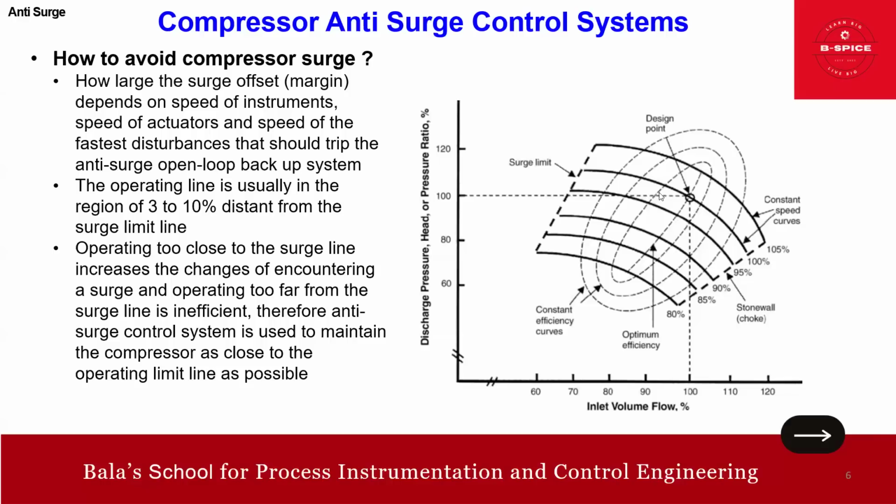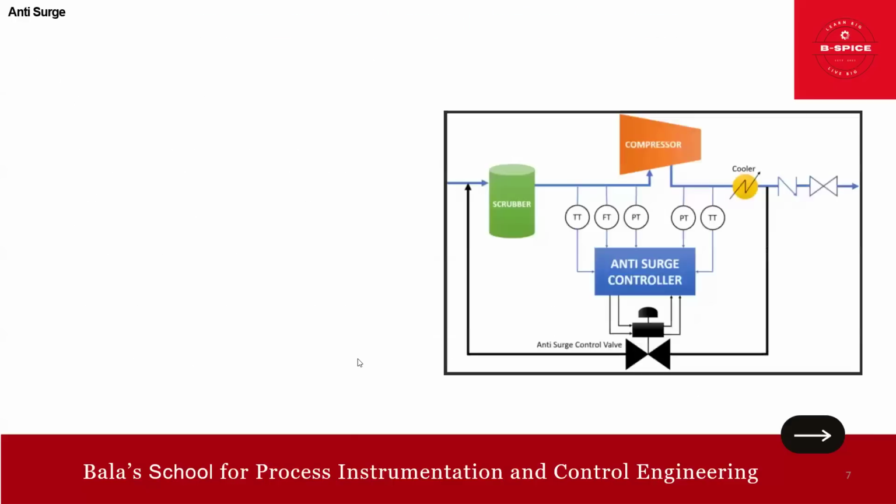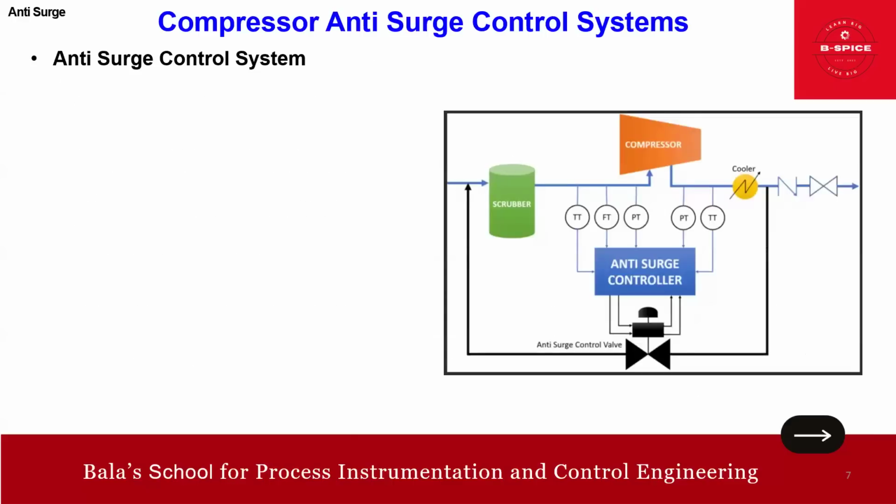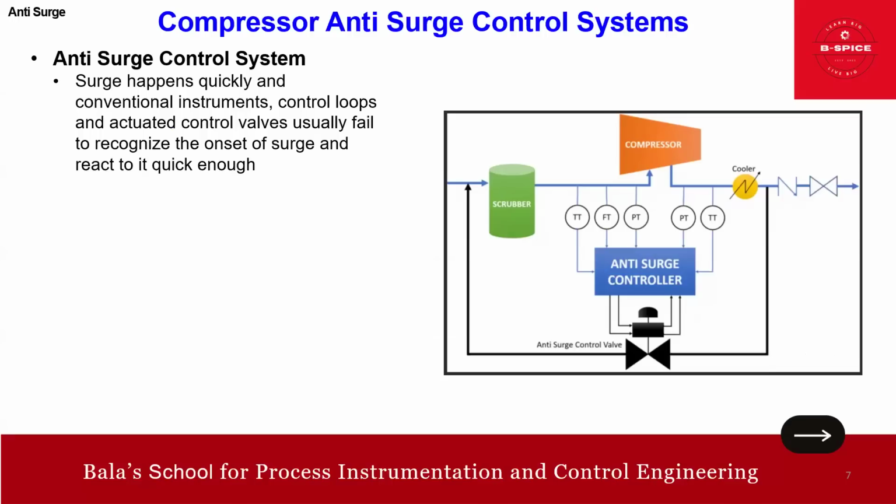So to sum up, this is your surge limit, friends. You need to operate here. This is your optimum efficiency. These are constant efficiency curves actually, and it will be something around that. But for optimum efficiency, you need to operate here. Right. Now we go into the detailed anti-surge control system.